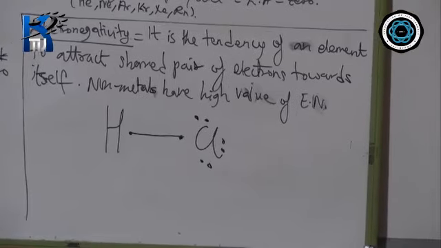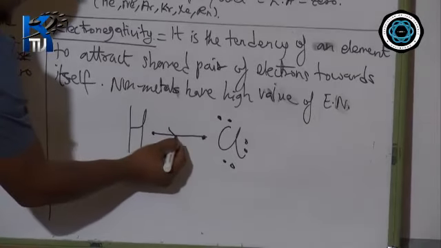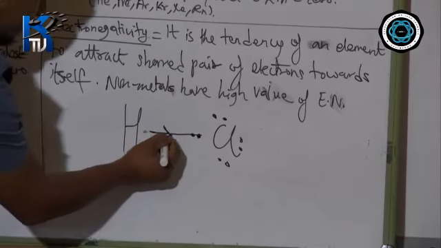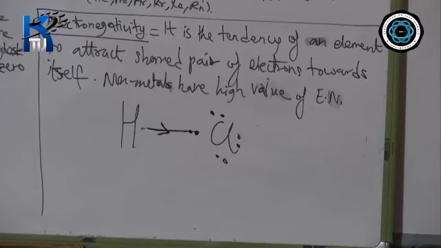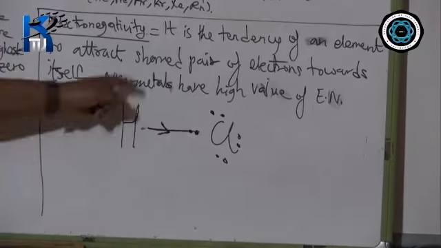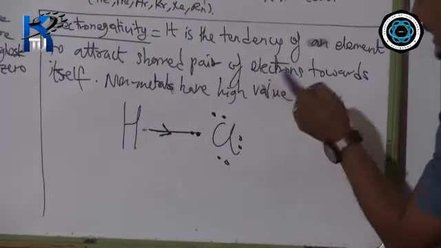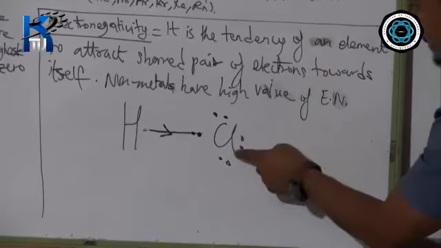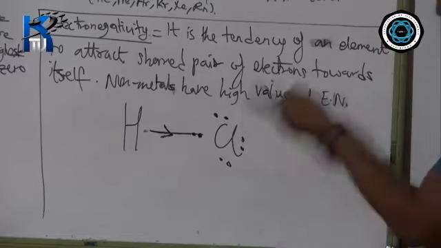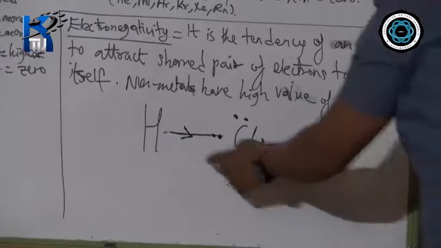But in this case, do remember, chlorine is more electronegative than hydrogen. As a result, it will pull the electron of hydrogen towards itself. And this potential tendency shown by chlorine is called electronegativity. So what is electronegativity? Electronegativity is the tendency, the potential of an element to attract the shared pair of electrons towards itself. I repeat one more time. It is the tendency to attract the shared pair of electrons towards itself.